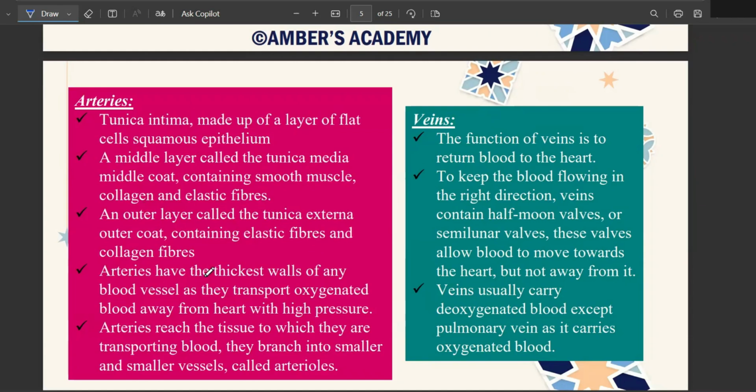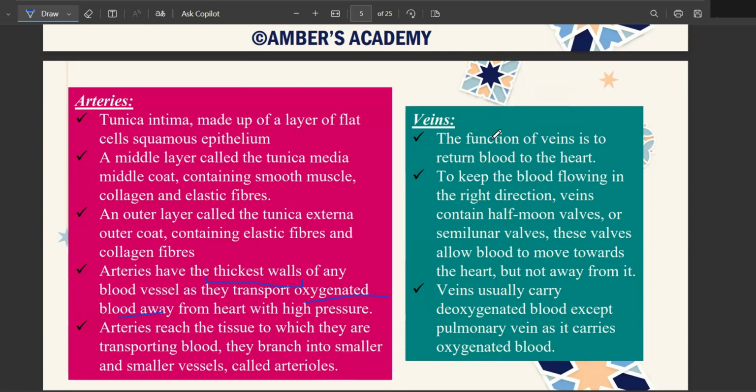Then for arteries you need to remember that they have the thickest walls of the blood vessels and they transport oxygenated blood away from the heart, except for pulmonary arteries, which are responsible to carry deoxygenated blood towards the lungs. When arteries reach the tissue to which they are transporting blood, they branch into smaller and smaller vessels called arterioles.